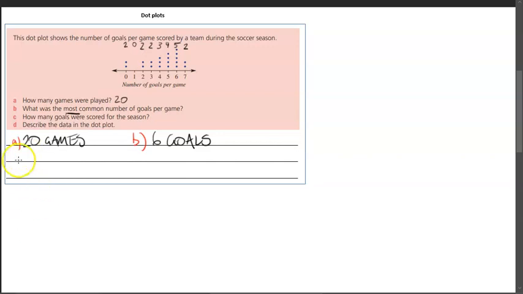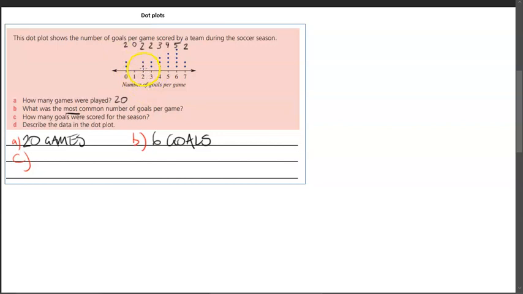For C, we are looking into how many goals were scored for the season. So this is just talking about the individual amount of scores all up. So in the first column, first set of dots, 0 goals were scored. So you don't really need to use this within your calculation, because if there were 2 games where no goals were scored, that's just 2 lots of 0, which is effectively 0. There weren't any within the 1.